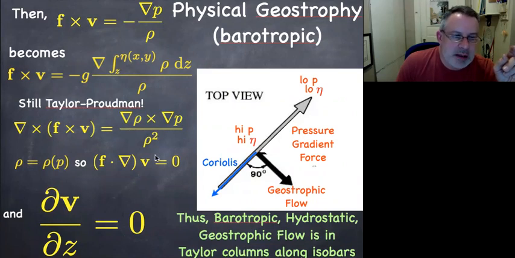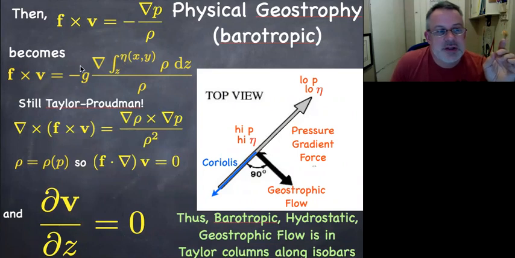So, bing, bing, bing, that gives you, this is still a Taylor-Proudman theorem-like flow, even though it isn't quite as simple as being the g grad eta form that we had before, because there's this complicated correction factor top and bottom. Okay? So, barotropic hydrostatic geostrophic flow is in Taylor columns along the isobars, the same way that constant density hydrostatic geostrophic flow was in Taylor columns along isobars.